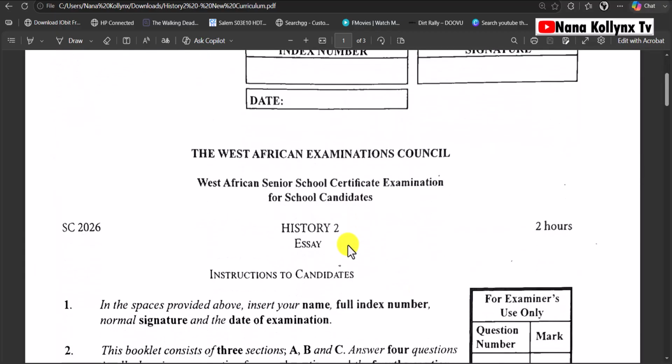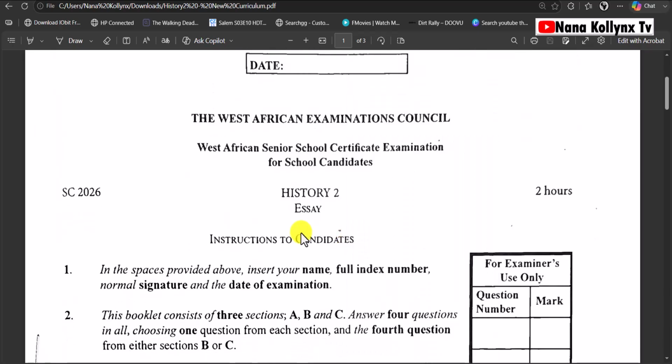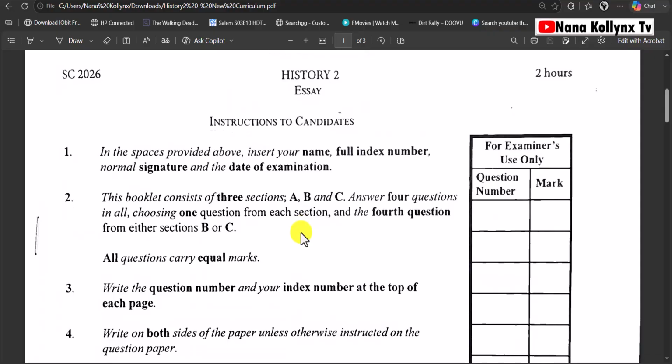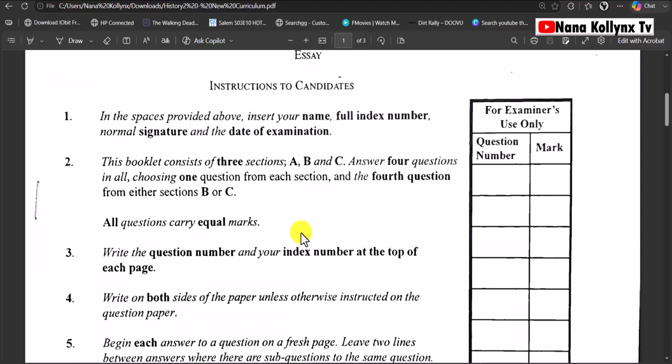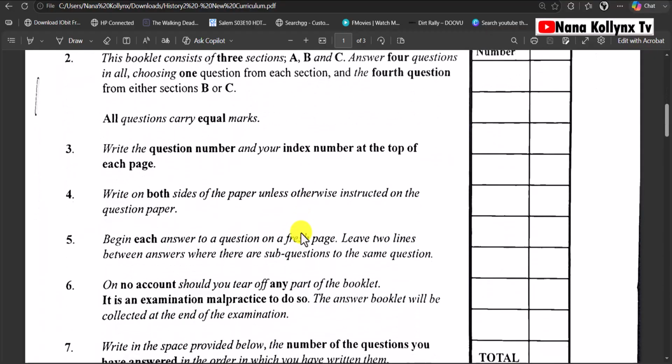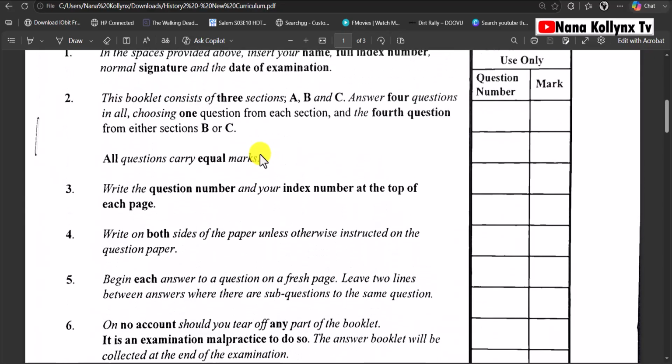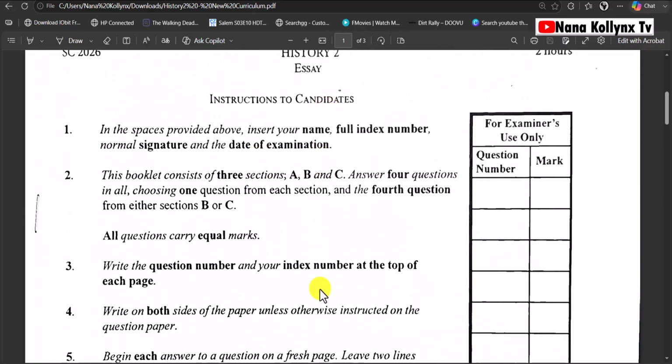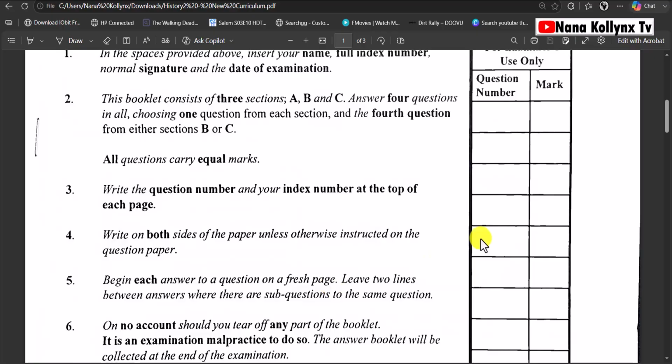Like I already said, this is just a trial one that WAEC did for schools. So this is not the original 2026. However, who knows? They can repeat some of the questions. So you read all the instructions over here, read all of them. And then you write your question numbers over here.